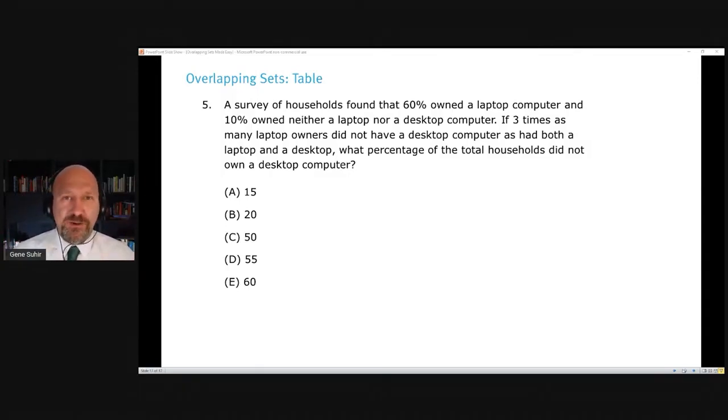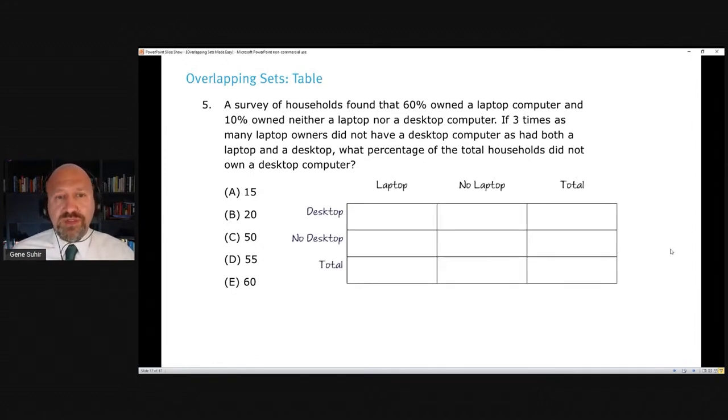So you should have recognized here that we had two overlapping sets, desktop and laptop. So the Venn diagram would not be the best approach, nor would be the formula, because we aren't given four out of the five elements of that formula. Remember that the table is really the most universally useful when you have two overlapping sets. So we make our table where we have laptop, and total, desktop, no desktop, and total.